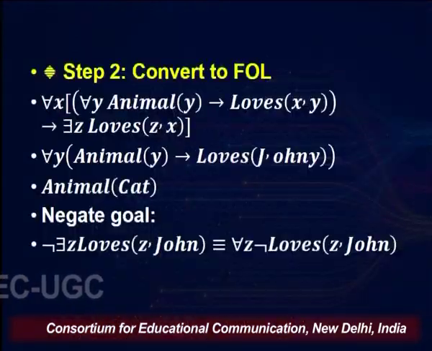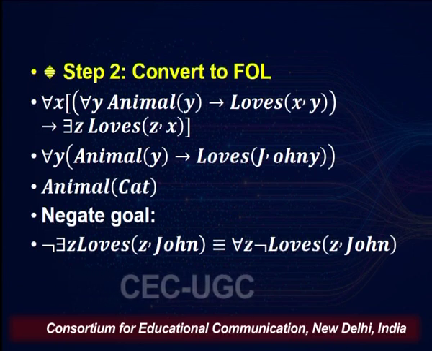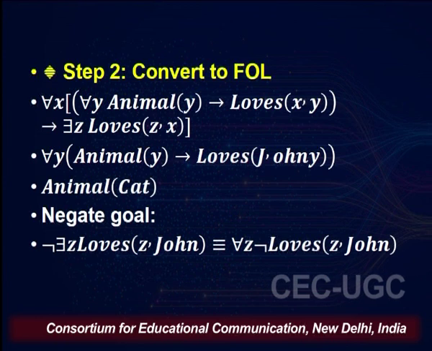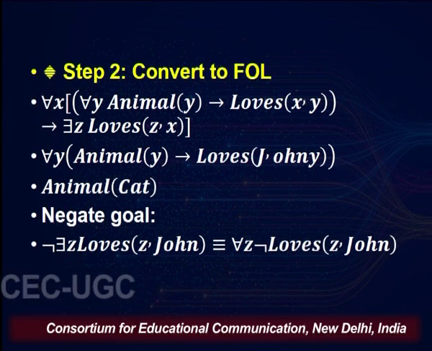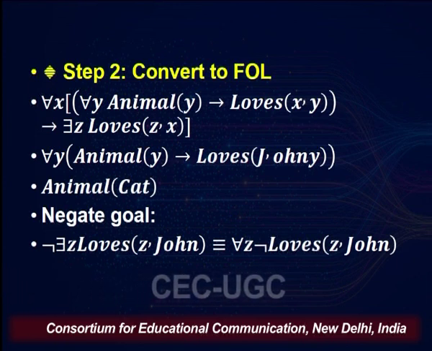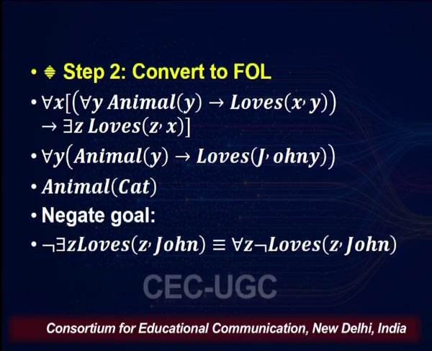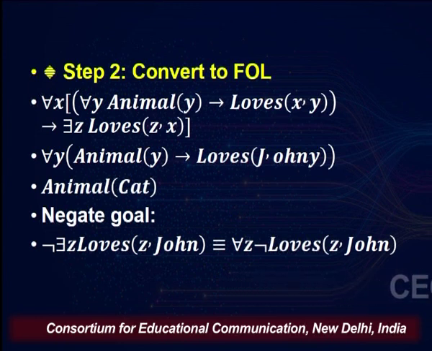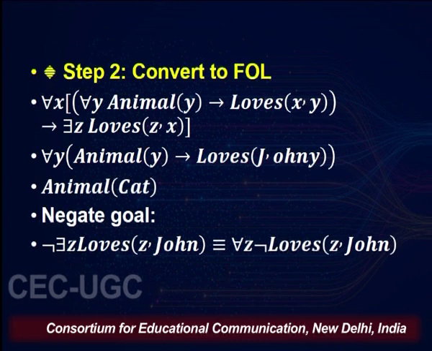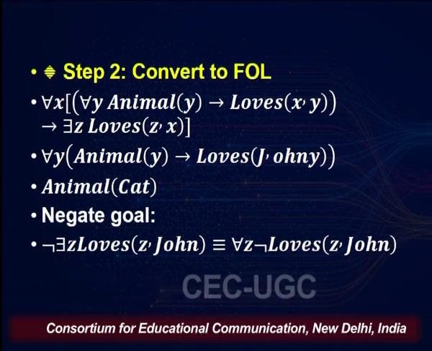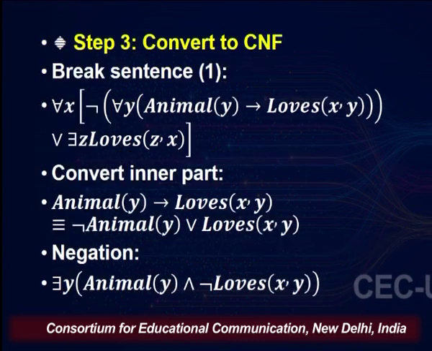Now, the total clauses are given on the screen. First is for all x, within the bracket for all y, animal y implies loves x comma y, implies there exists z loves z comma x. Second, for all y, animal y implies loves John comma y. The third one is animal cat, and the negated form of the goal is for all z, negation of loves z comma John. So, this is the total set of clauses which we need to resolve.